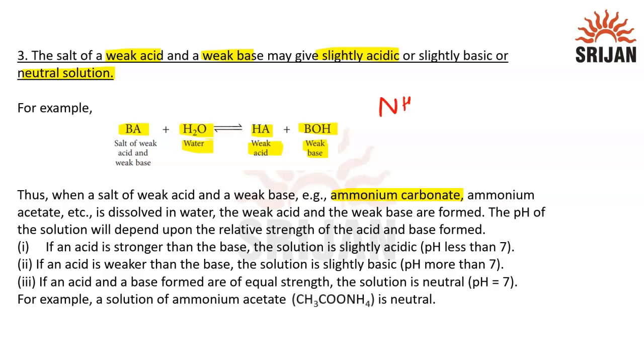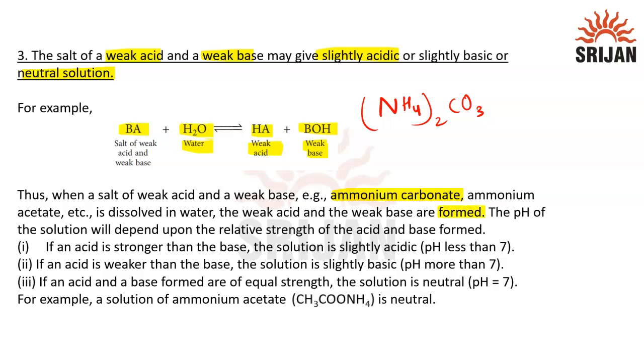So ammonium carbonate is NH4, this, and ammonium acetate is this. Ammonium carbonate is formed from carbonic acid, which is again a weak acid. So basically, let me write it in a proper way. We can write it like this: CH3COO and then we will write this NH4. So this is how we can write. These are basically examples of salts formed from weak acids and weak bases. So here, whenever these are dissolved, a weak acid and a weak base are going to be formed.